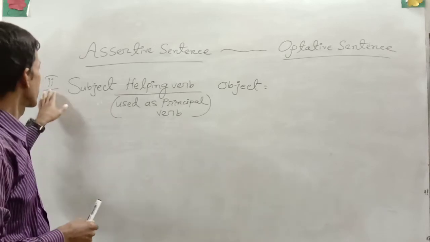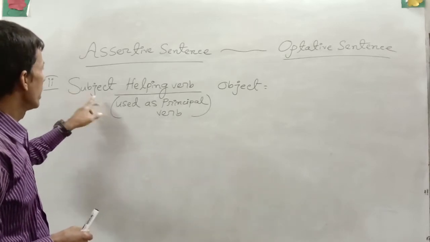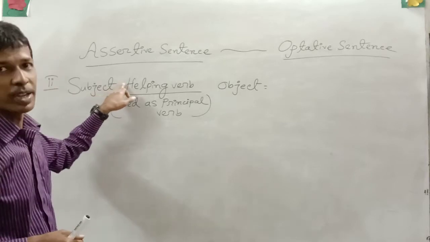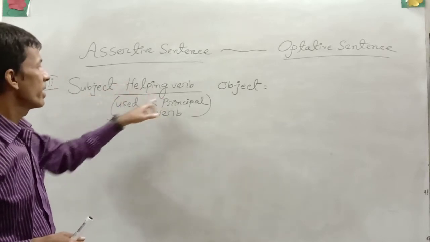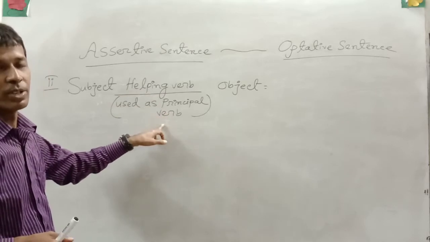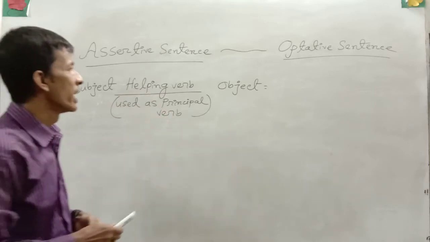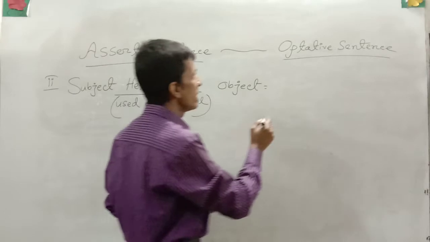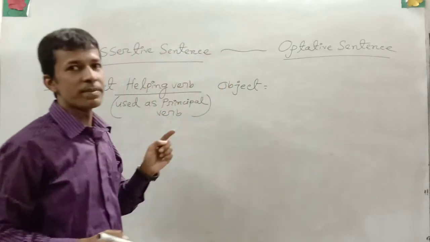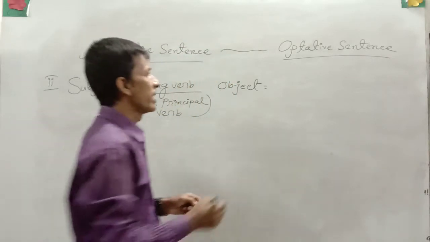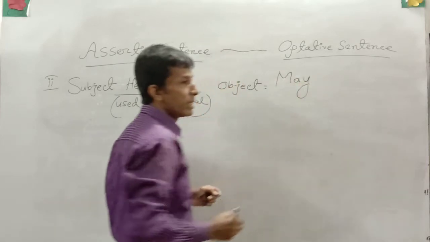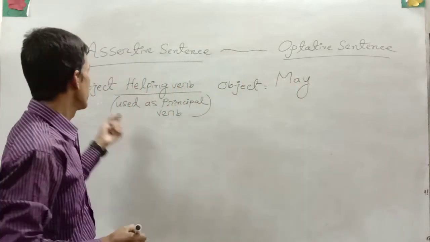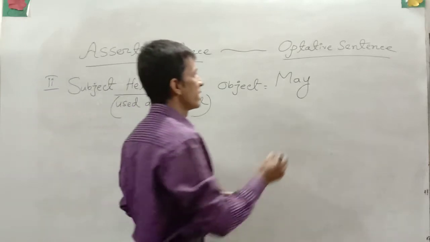In my first example, I had written subject plus main verb in the present form, but here I have written helping verb used as principal verb during the absence of main verb, and at last object. Then you will transfer it into optative sentence by writing first may. Then you will transfer this subjective case from assertive to optative sentence.